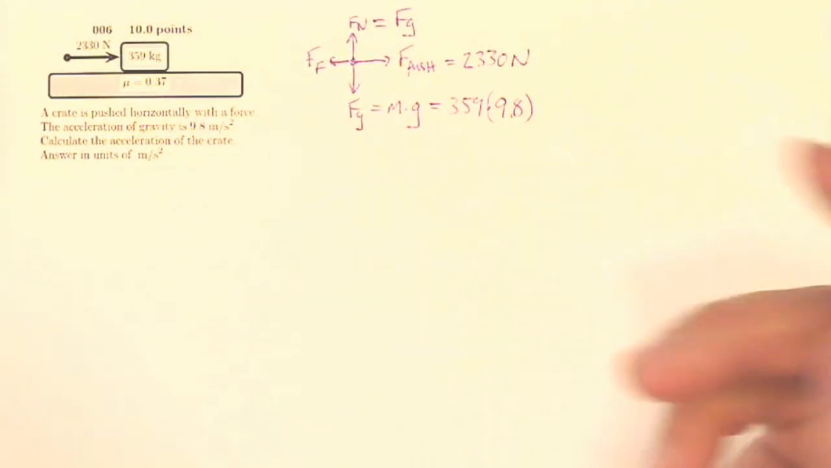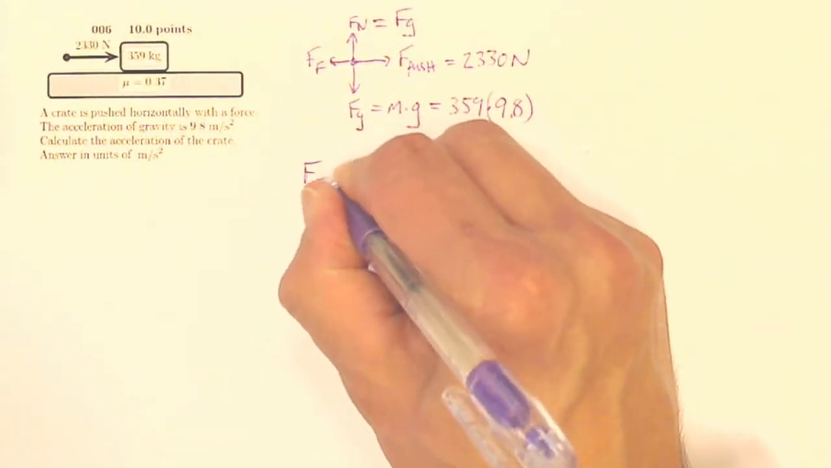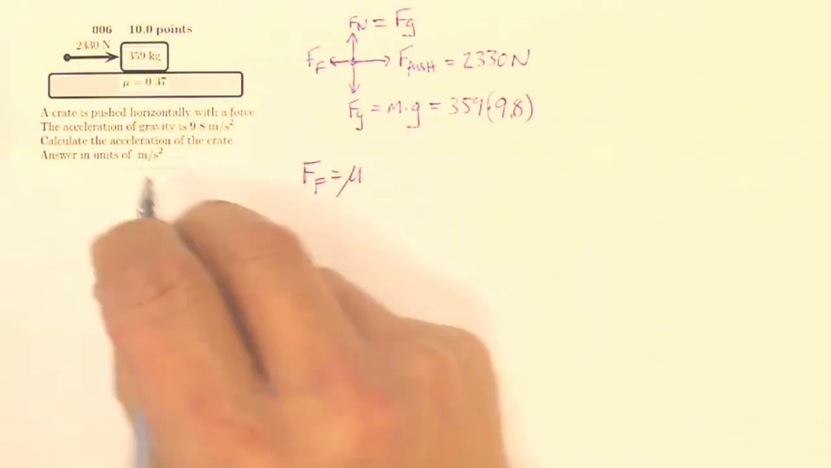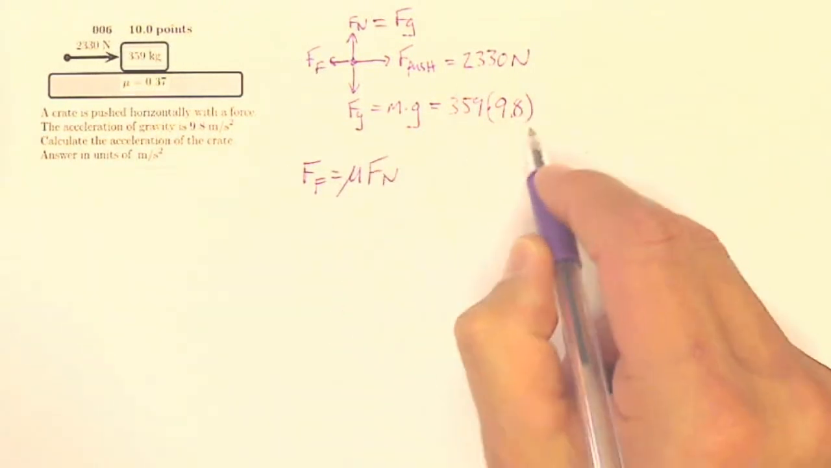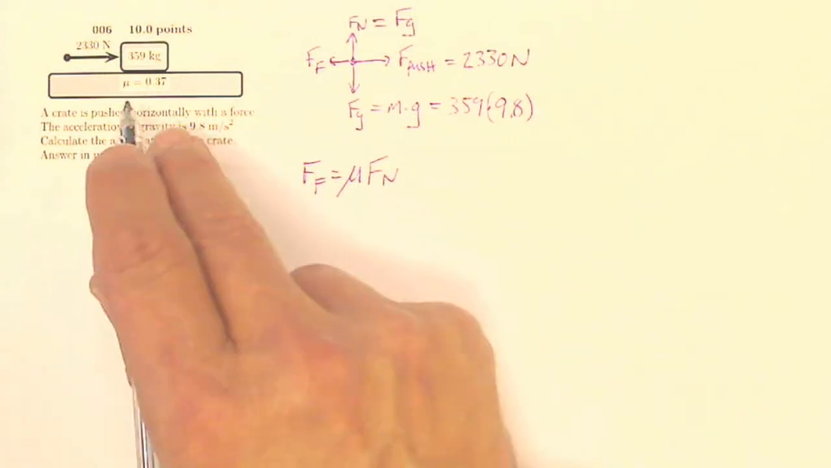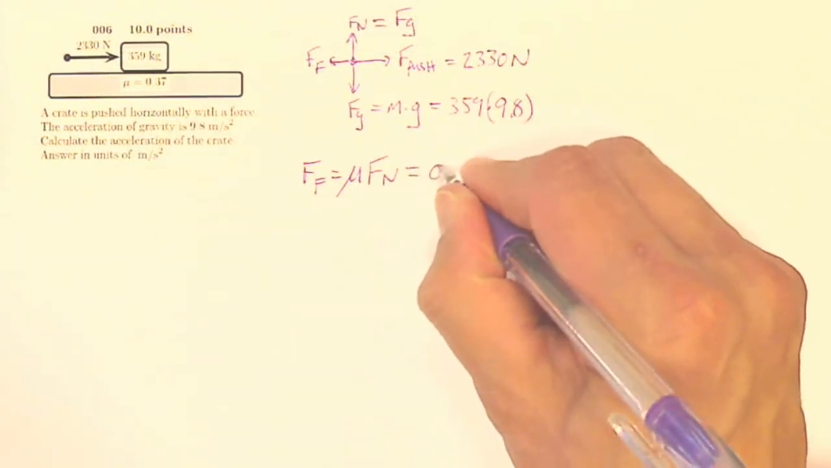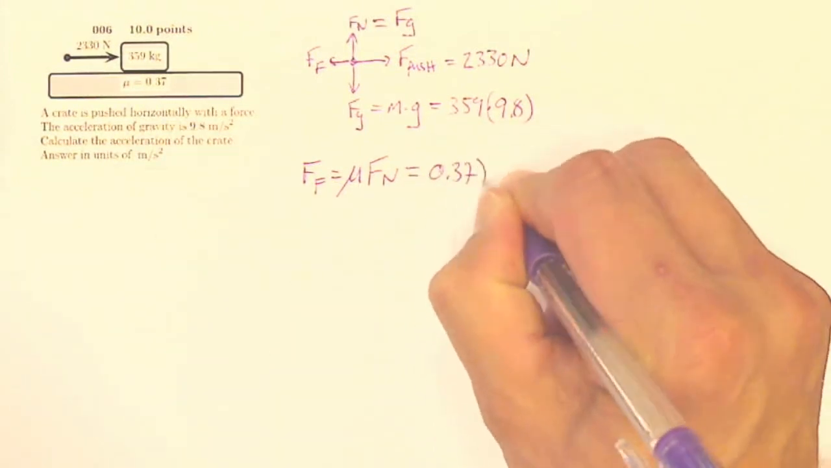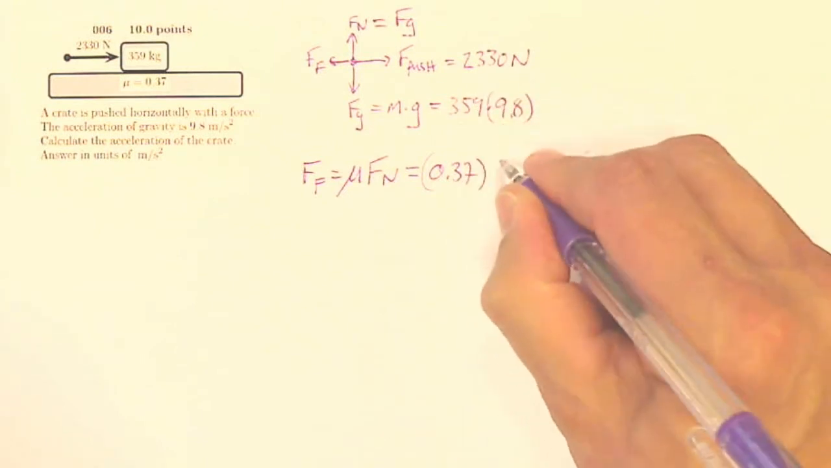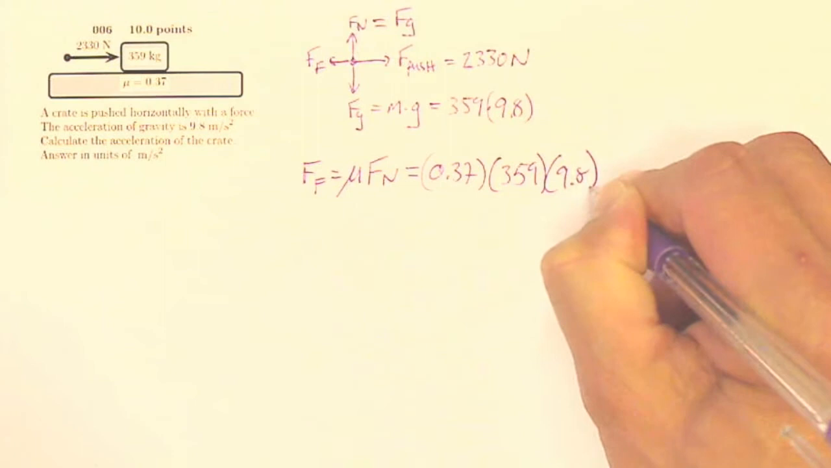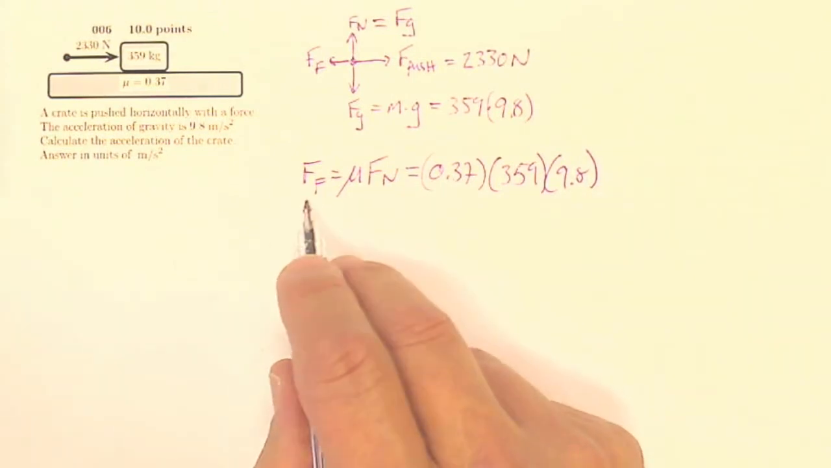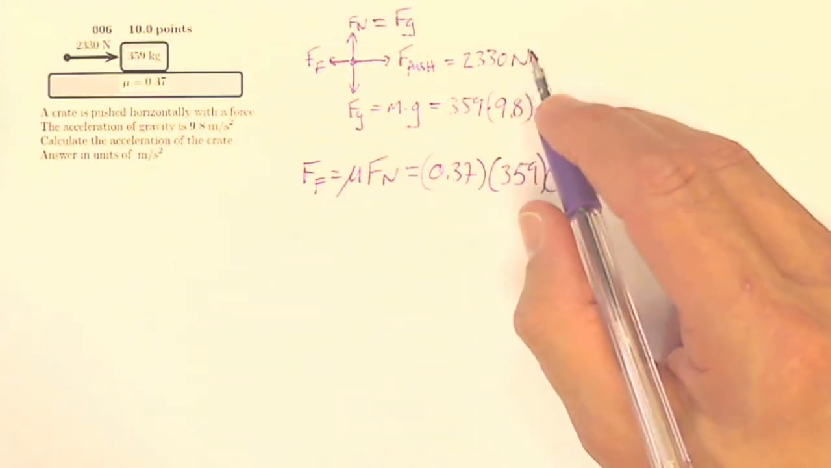How do I get my friction force? It turns out that my force of friction is going to be the coefficient of friction times my normal force. Well, I know my normal force, it's going to be this. So my coefficient of friction is 0.37, so that's going to be 0.37 times my normal force, which is 359 times 9.8.